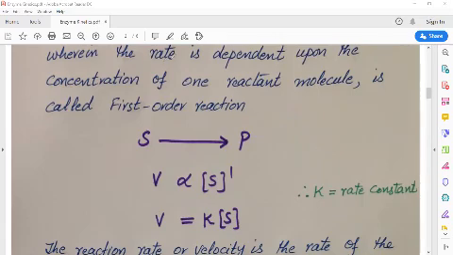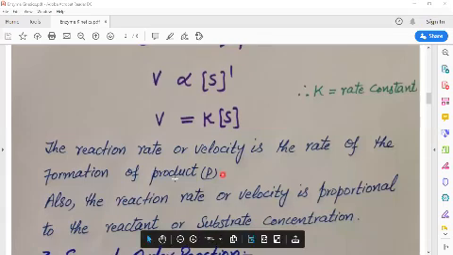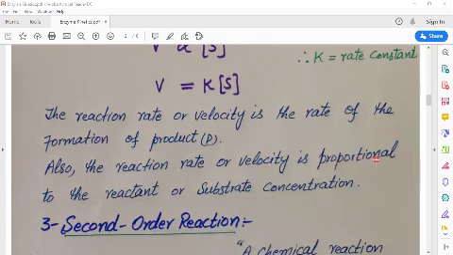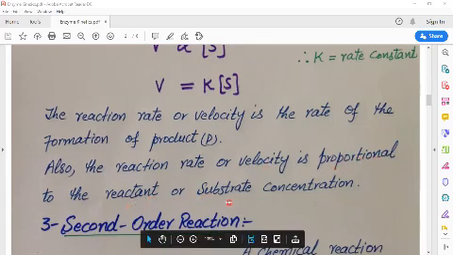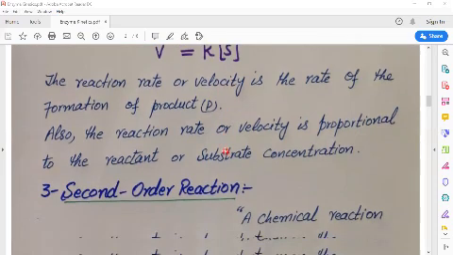Here, the reaction rate or velocity is the rate of the formation of product P. Also, the reaction rate or velocity is directly proportional to the reactant or the substrate concentration. It means in first order reaction, as the substrate concentration increases, the rate of the reaction also increases.